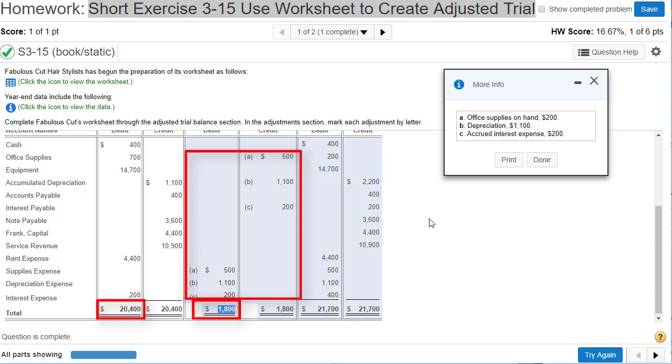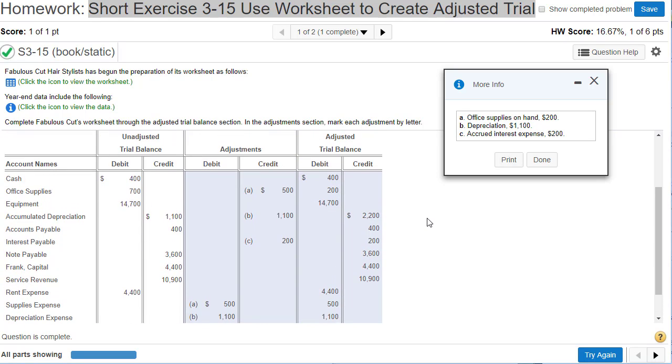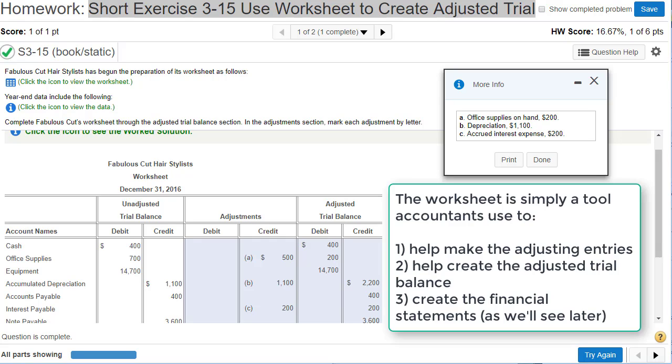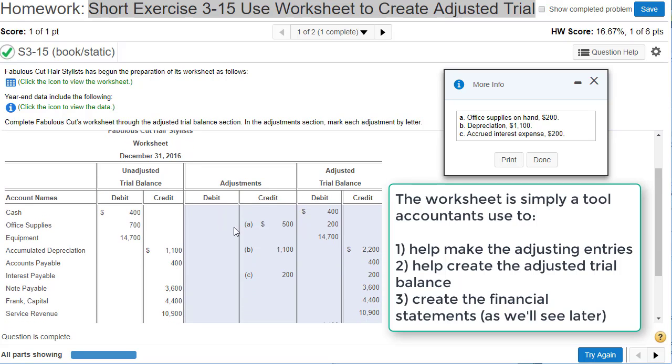So we're done with this problem. Now, the other thing to realize is that this worksheet, remember, is just a spreadsheet. It is not an official document. So you will not see a copy of Microsoft's worksheet on the internet. You could find their balance sheet and the income statement on the internet, because Microsoft is a publicly traded company, and the income statement and balance sheet are financial statements. So this worksheet is not a financial statement. And also, this is not the official records of the business. This is just to help us create these adjustments.